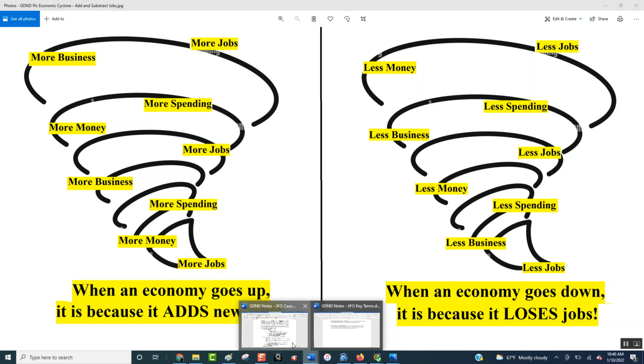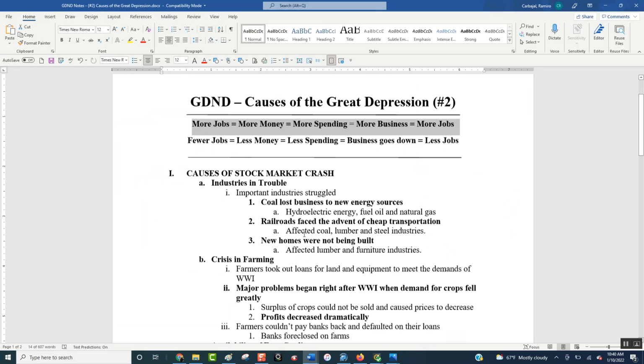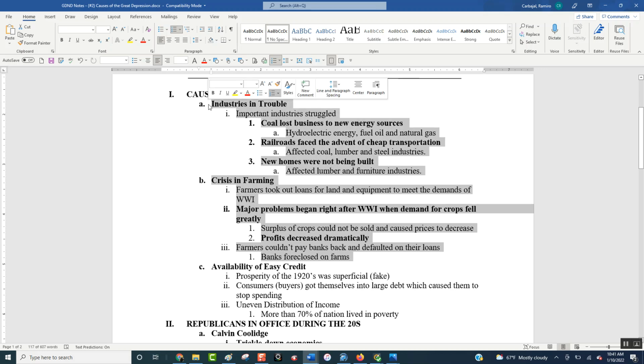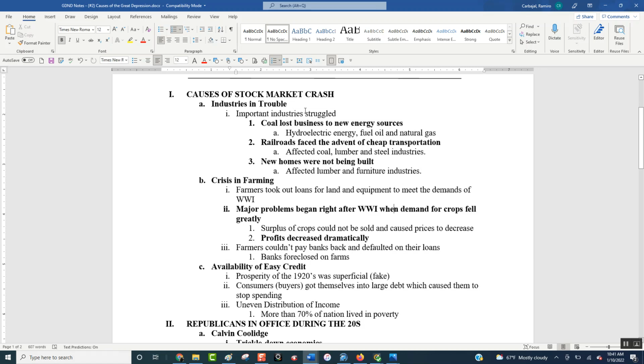All right. So now we're going to get into section 1, causes of the stock market crash. Now, as you see, there's 3 there. These 3 all cause jobs to be lost. And when you have one of these, like say just this causing jobs to be lost, that's a problem. When you have that one plus this one, that's a big problem. And when you have 3 different things that cause jobs to be lost, that's how you get the stock market to crash. So first thing is industries in trouble.